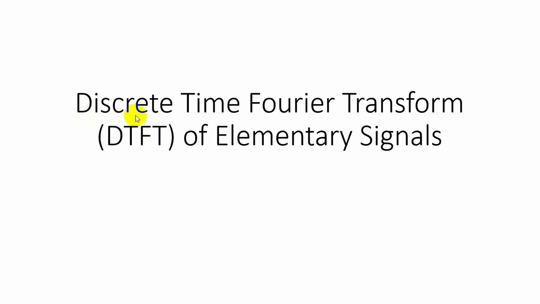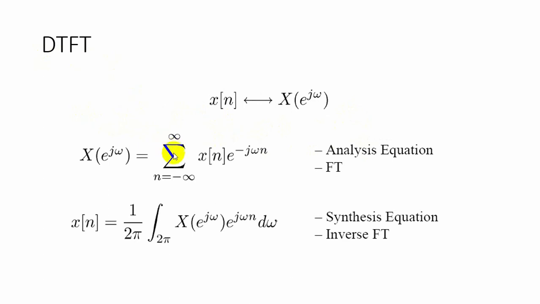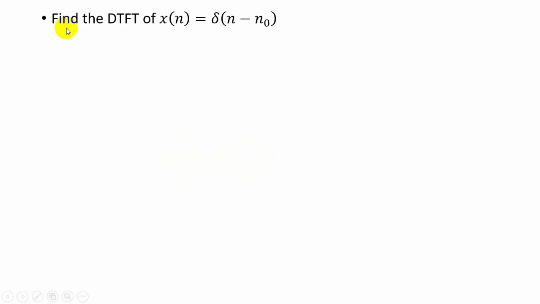In this video, we are going to see about discrete time Fourier transform of elementary signals. We know the discrete time Fourier transform of a discrete time signal x of n. It is given by X of e power j omega, which is equal to summation n equal to minus infinity to infinity x of n into e power minus j omega n. Here we are going to see the discrete time Fourier transform of some of the elementary signals.